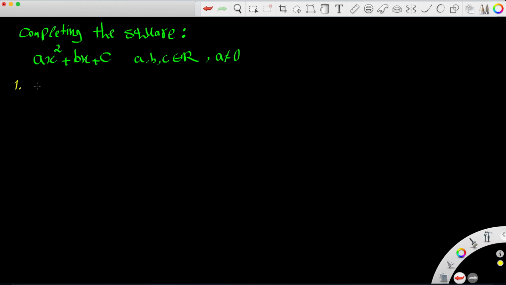Step 1, put the constant term aside. Why did I use the term aside? Because if it is an equation, you can transfer it to the other side. But if it is an expression, there is no equal sign and no other side to send it to. So I put it aside, then at the end I will put it back in its own place.